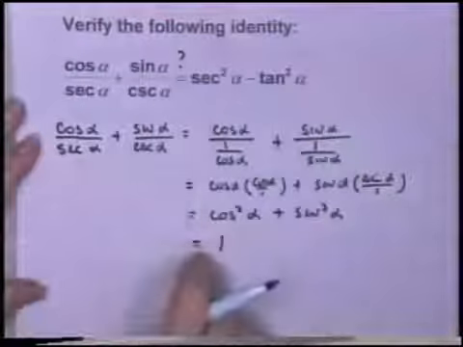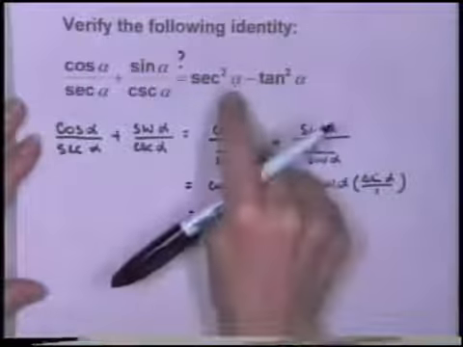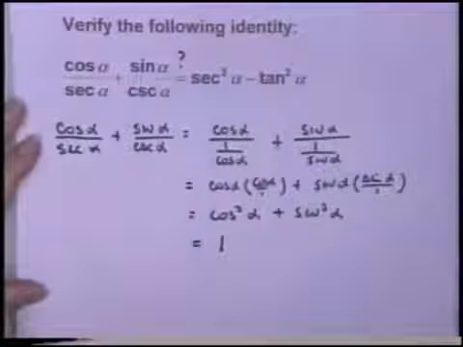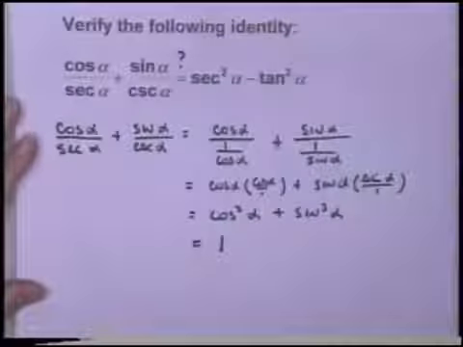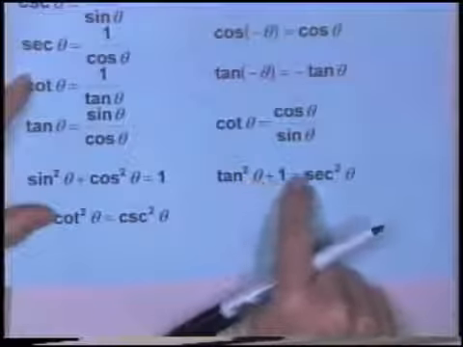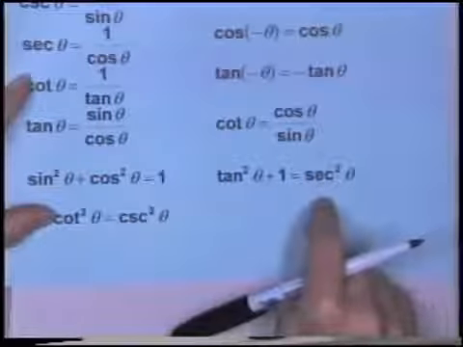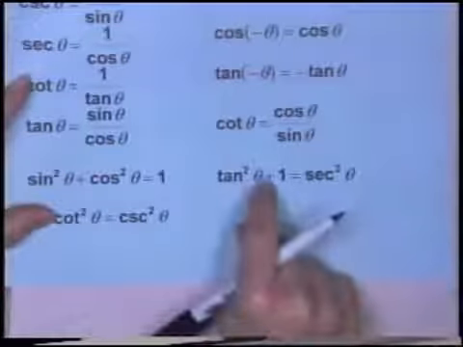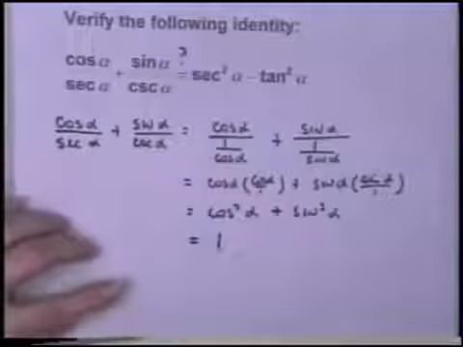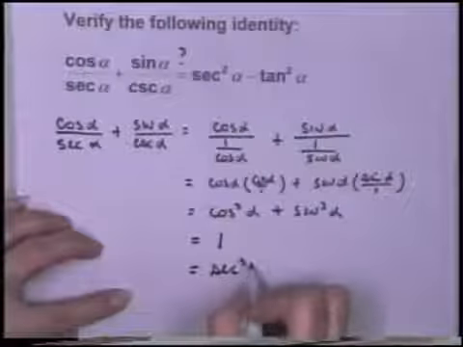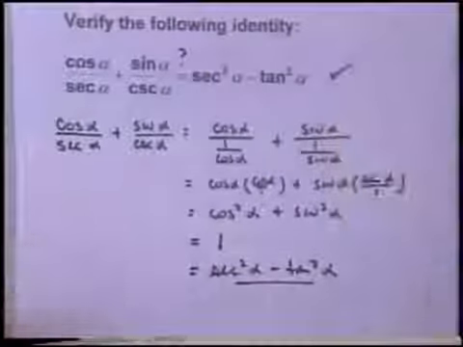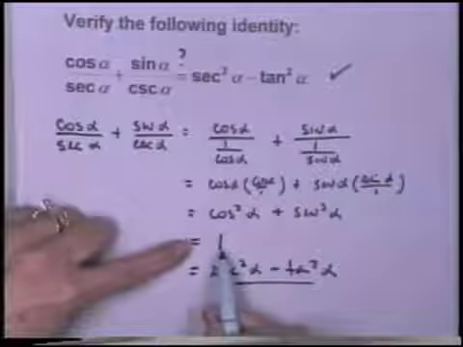Well, at least I've simplified this side. I still don't know if it's equal to this side, but I have gotten it down to 1. Look at this thing right here. Seems like I remember an identity, secant squared and tangent squared. Let's go back to that fundamental identity sheet for just a second. Look at this thing right here. Tangent squared alpha plus 1 equals secant squared alpha. Don't forget this identity. If I subtract tangent squared, secant squared minus tangent squared gives me 1, doesn't it? So 1 can be replaced with secant squared alpha minus tangent squared alpha. I can get that side right away.